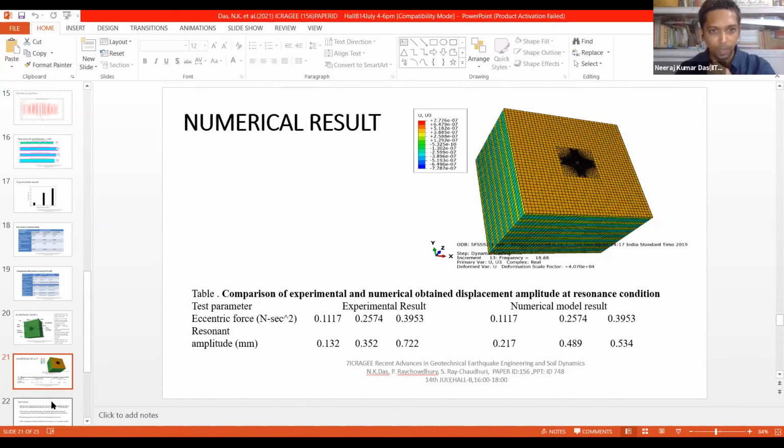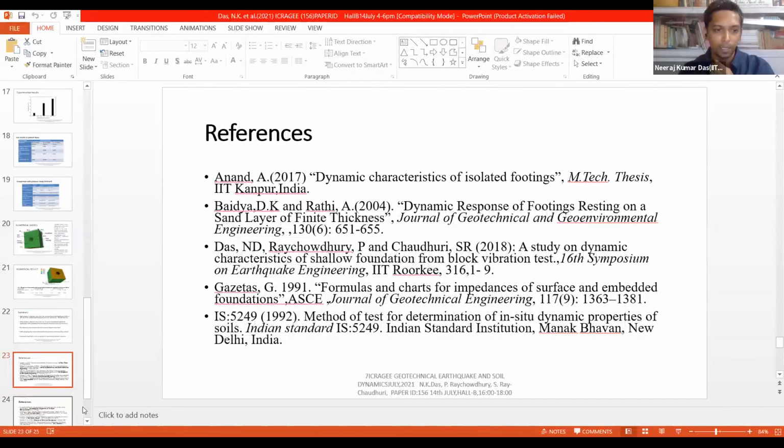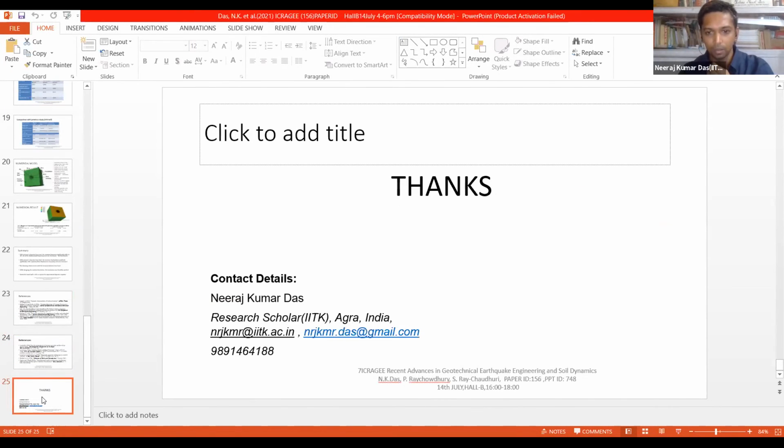In summary, I can say that with increase in force, the resonant frequency is decreasing. This shows soil nonlinearity, and the damping also increases. So while designing a machine foundation, the resonance zone should be avoided, and our numerical model is well capturing the experimental dynamic response. So these are the references, and thank you, sir.